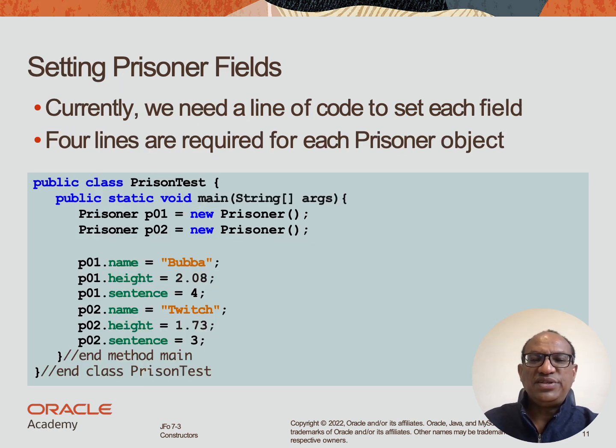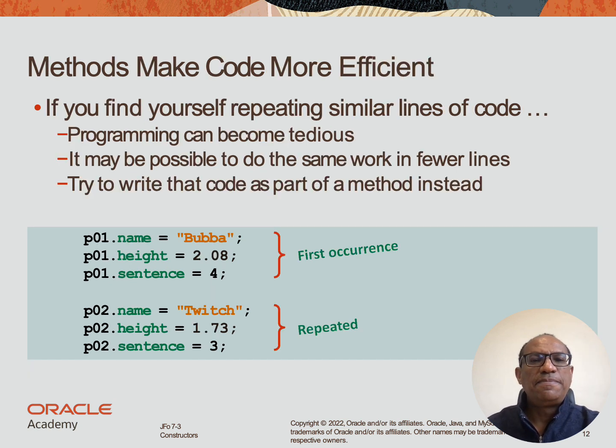Let's look at our prison test setup. Every time we create a prisoner, we're writing 3 or 4 lines to set their name, height, and sentence. For multiple objects, this gets old very fast. Redundant code looks like the one on this slide. We're repeating the same pattern for each object.